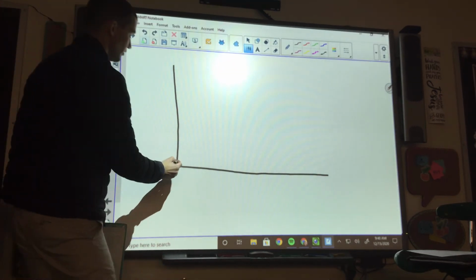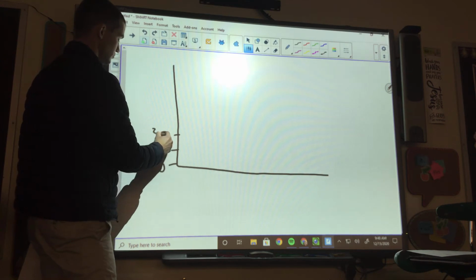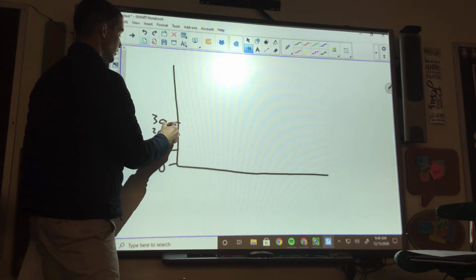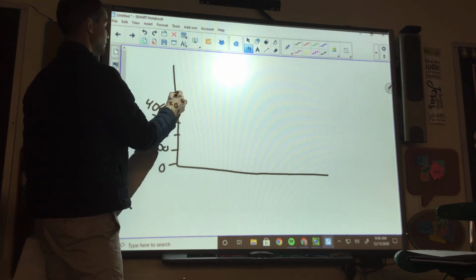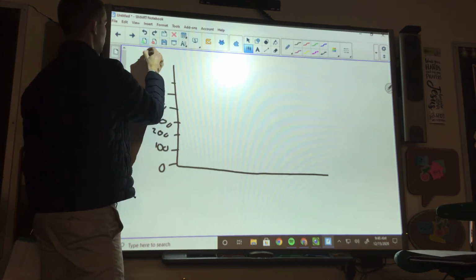You see the labels on here? This is 0 and then it goes 100 all the way up to what? 900. Okay, so draw on your paper the same one.